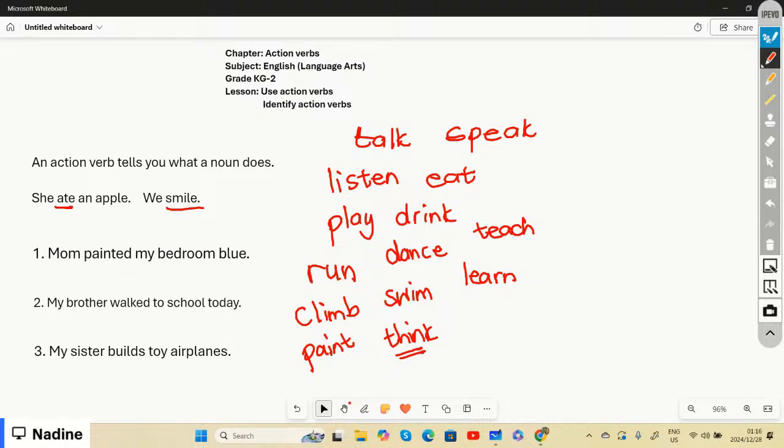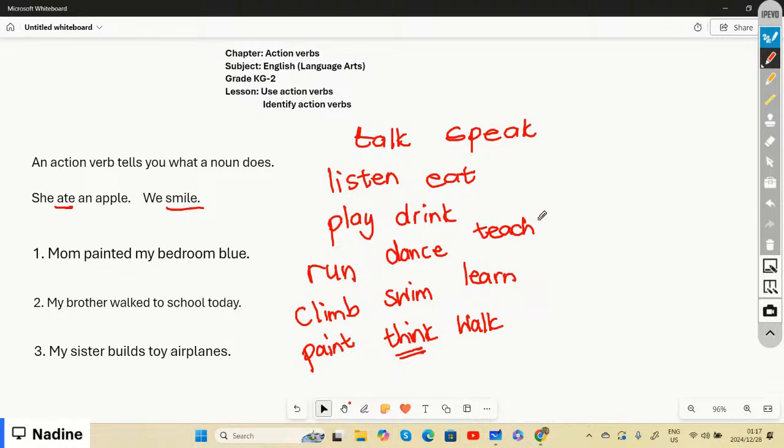So an action verb tells you what the noun does. And what is the noun, or who is the noun? You are the noun. Yes, well done. Walk is the verb. Not slow, walk, right? Well done. It tells us what you are doing. It's a movement. It is an action that you are doing. Right? Well done.